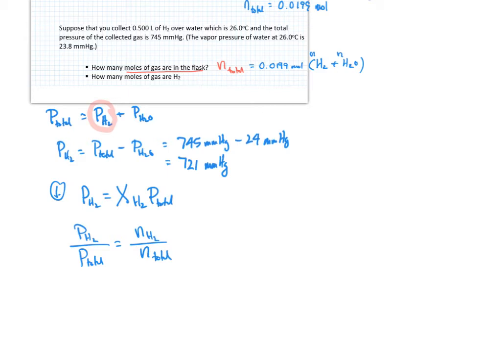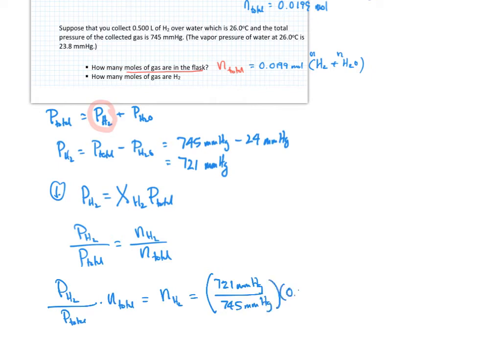By the way, this is method number 1. There are 2 different ways to do it. You may not have done it this way, and we'll show you how to do the other way. So pH2 divided by P total times N total is going to equal the number of moles of hydrogen. In other words, this is going to be 721 millimeters of mercury divided by 745 millimeters of mercury times 0.0199 moles. And that comes out to 0.0193 moles hydrogen.